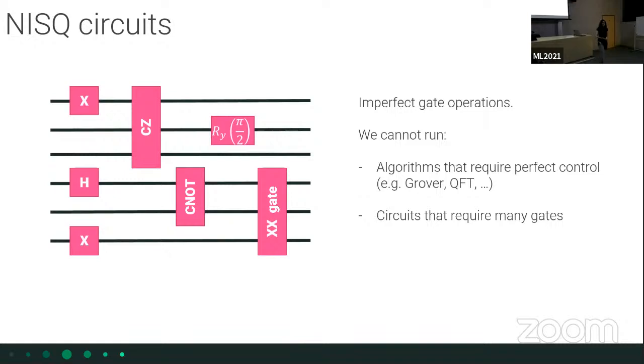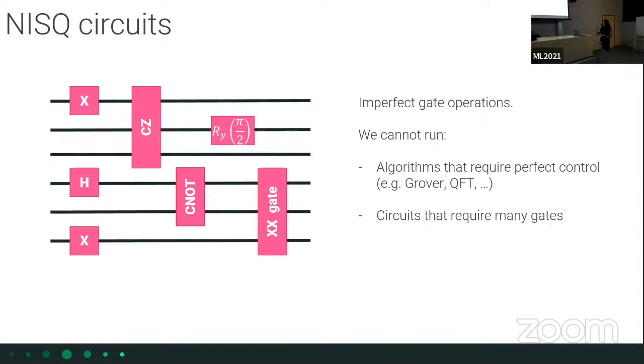Okay, so what can we do, assuming that we will have these errors? We are not correcting the errors. We assume that our quantum computer is imperfect. So we cannot run, as I said, these super famous algorithms and circuits that require many gates, because at some point we lose the coherence. We need to keep the superposition of the states and interference and entanglement, etc. If our circuit is super long, at some point we will lose this coherence and the circuit will collapse to a particular state and our quantum algorithm is gone.